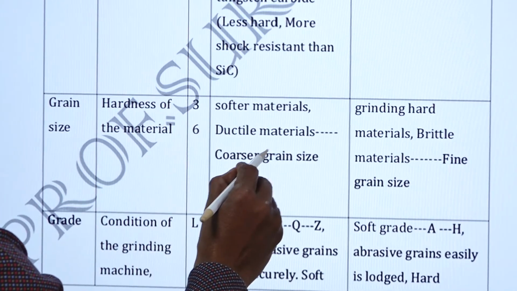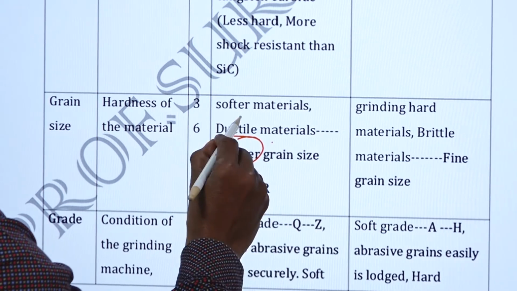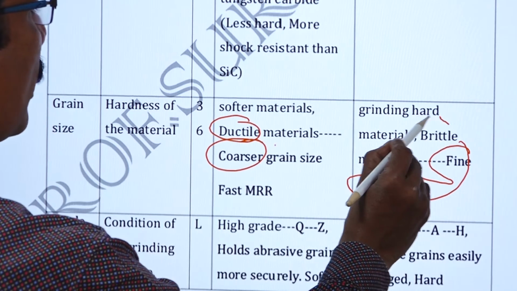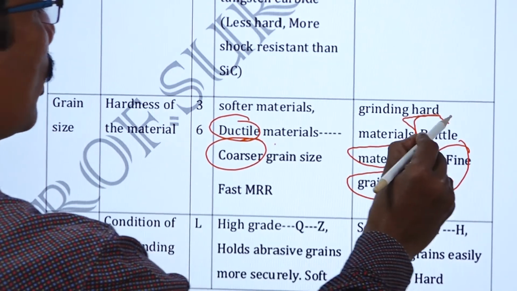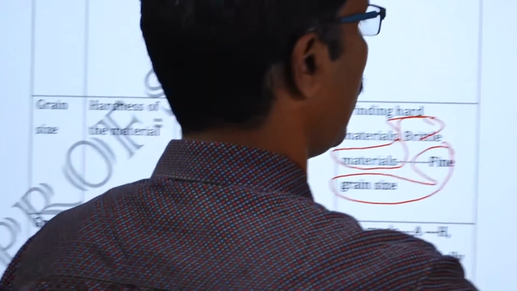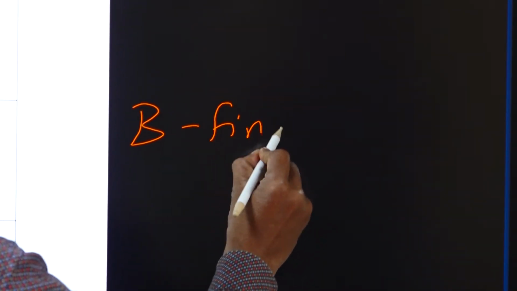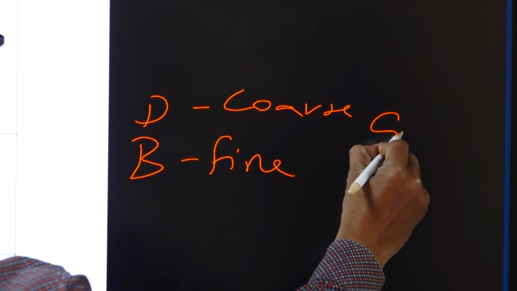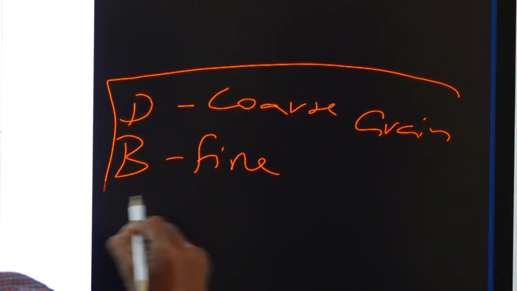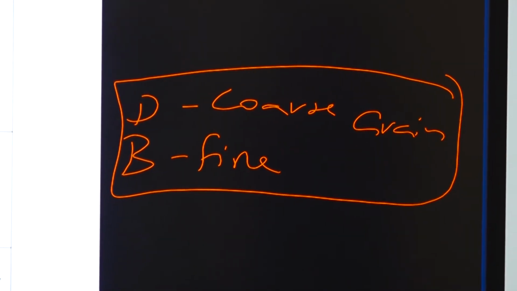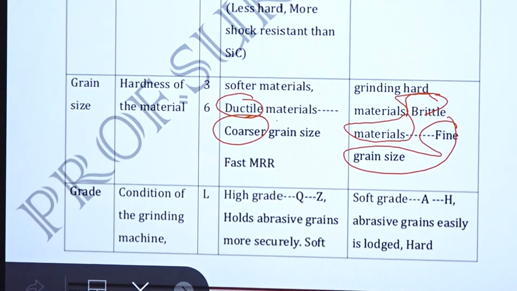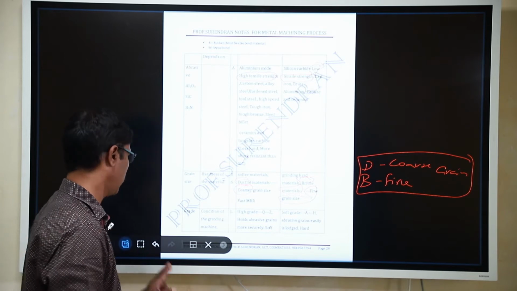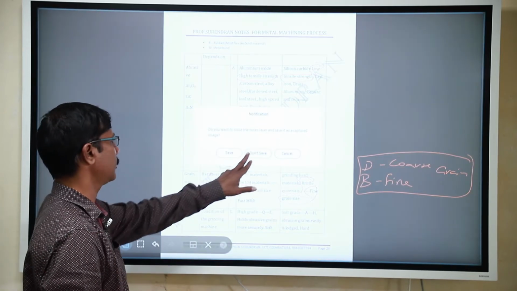So coarse grain size is used for ductile material. Fine grain size is used for brittle material or odd material. So for brittle material it is fine grain, and for ductile material it is coarse grain. For grade, high grade is used for soft material, soft grade is used for odd material. We already saw that.